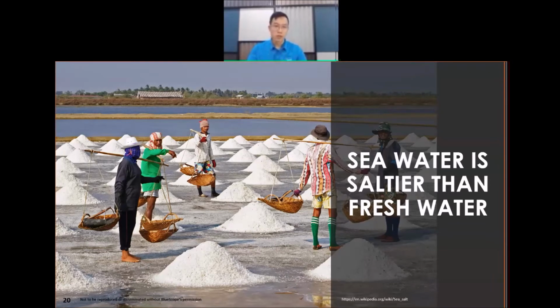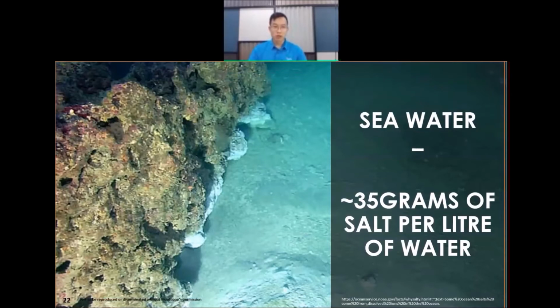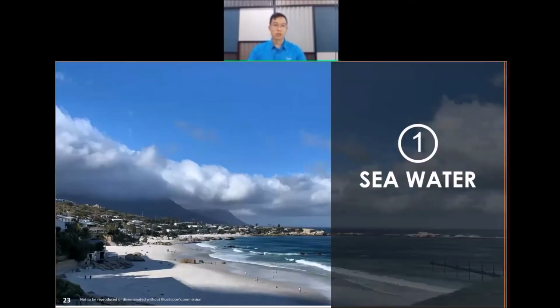So to give you a bit of context of how salty seawater is compared to fresh water or drinking water, let me just give you a bit of context. Drinking water normally contains less than 1 gram of salt within per liter of water, and for seawater it contains 35 grams of salt per liter of water. Okay, it's because of this natural phenomena that salt water is one of the most severe or pervasive element to human basically buildings. And that brings us to our first point of seawater.